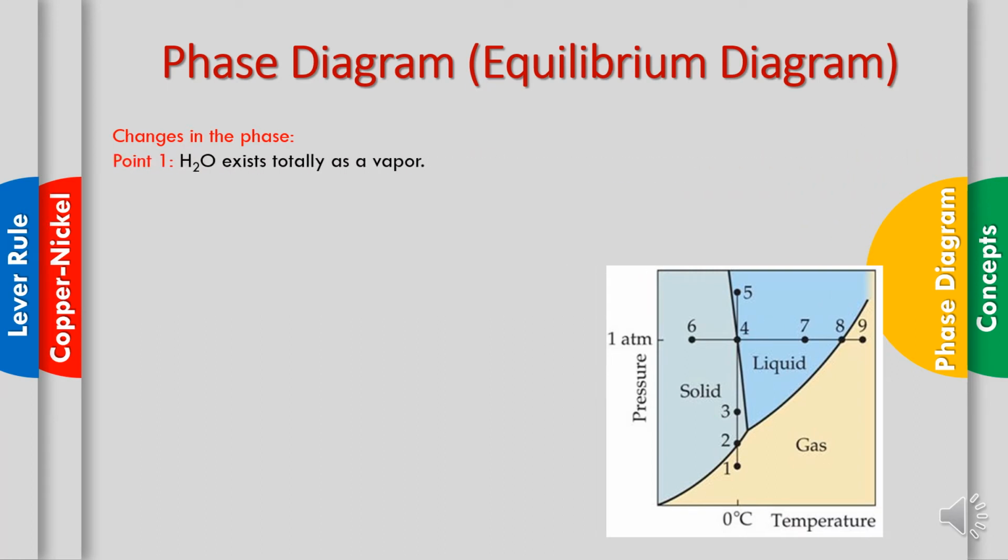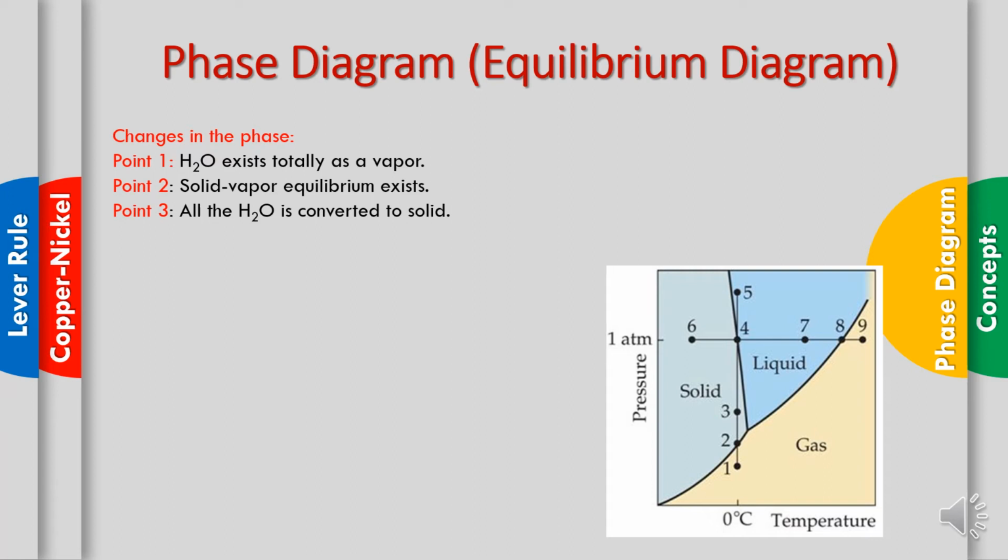So for the case of point 1, at low temperature, H2O exists totally in vapor. And when the pressure is increased at point 2, we have a solid-vapor equilibrium. And once we increase the temperature higher at point 3, all the H2O is converted to solid. It becomes ice, complete ice.